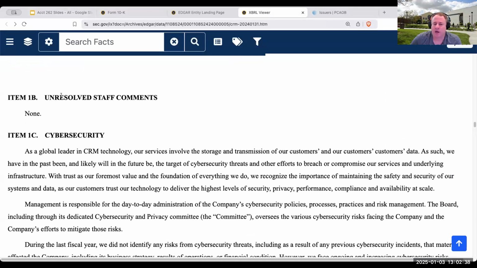Now, right over here, unresolved staff comments, right? This is referring to the Securities and Exchange Commission. Are there any comment letters that are outstanding? Generally, the SEC will go through and review disclosures made by companies on a 10K, 10Q, S1. And are there any comments that the company has not yet addressed? My suggestion to you is that if the SEC tells you to do something, go ahead and do it, as long as it's within reason. So it makes your life a lot easier.